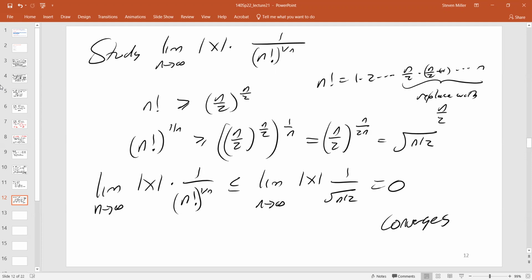So when you are trying to figure out what to do, the more experience you have, the better. What is the easiest test to use if you can use it? Comparison. If you can directly show I've got a non-negative sequence which is less than or equal to something that converges, or greater than or equal to something that diverges, done. The problem is you have to recognize what to compare it to.